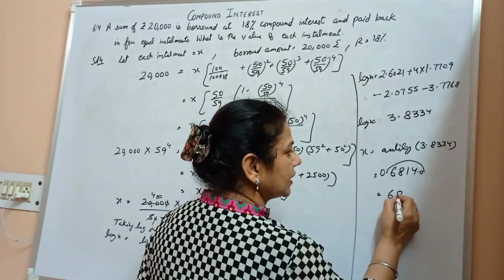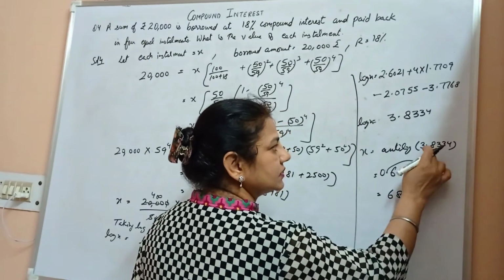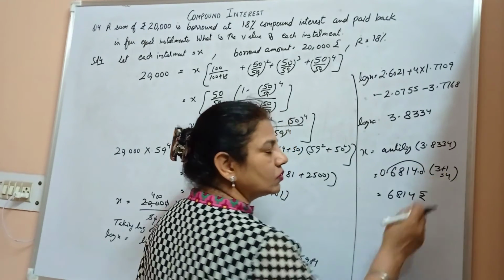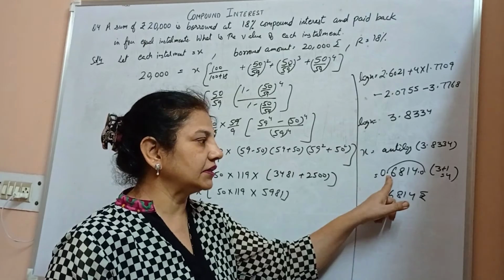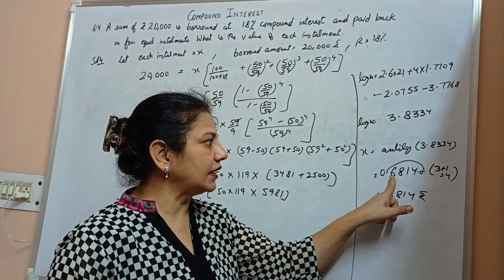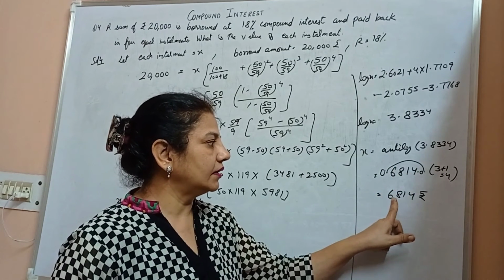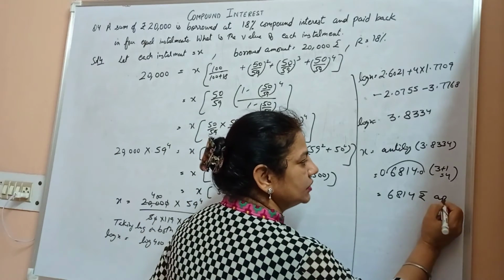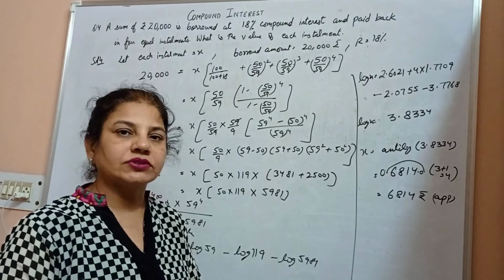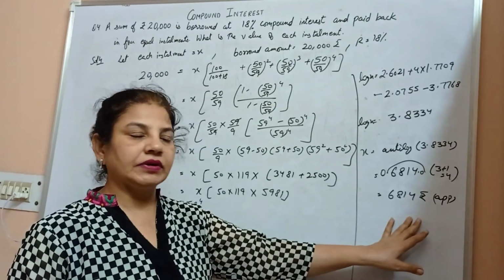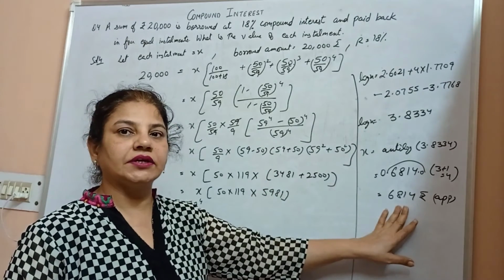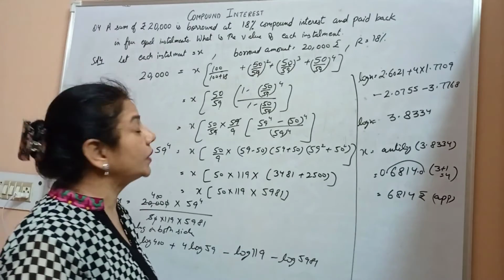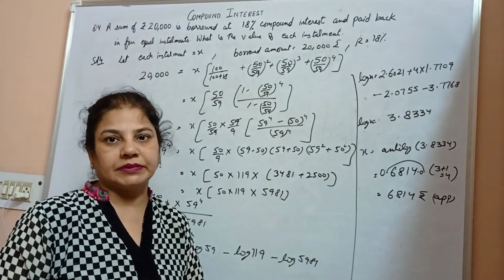So I will get 6814 rupees, because 3 plus 1 is equal to 4, so the decimal shifts to after 4 digits. Decimal is here, shifted to after 4 digits. So we will get 1, 2, 3, 4, that is 6,814 rupees approximately as each installment. This is the approximate result: 6,814 is each installment paid when the money is borrowed, 20,000 at the rate of 18%.